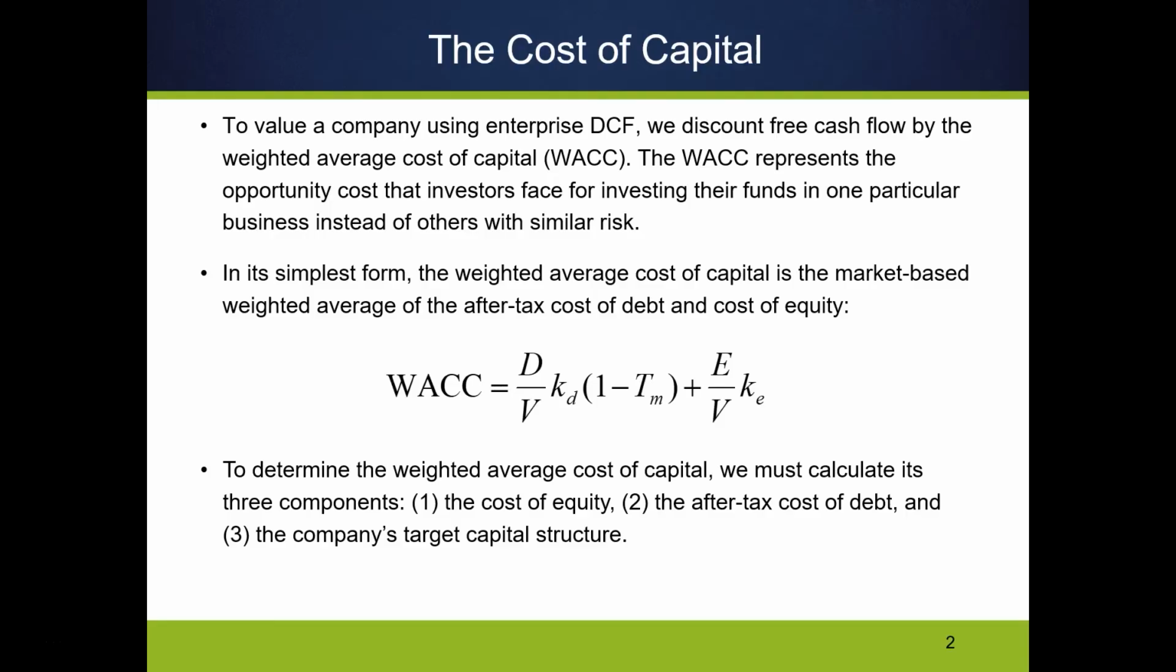Right? So when we determine the weighted average cost of capital, we're looking for three things. We want the cost of equity, the after-tax cost of debt, and the company's target capital structure. Remember, capital structure is the relative percentage of debt and equity used to finance the firm. Remember, the capital structure specifically refers to that right-hand side of the balance sheet, owner's equity plus liabilities. Right? So that's debt and equity.